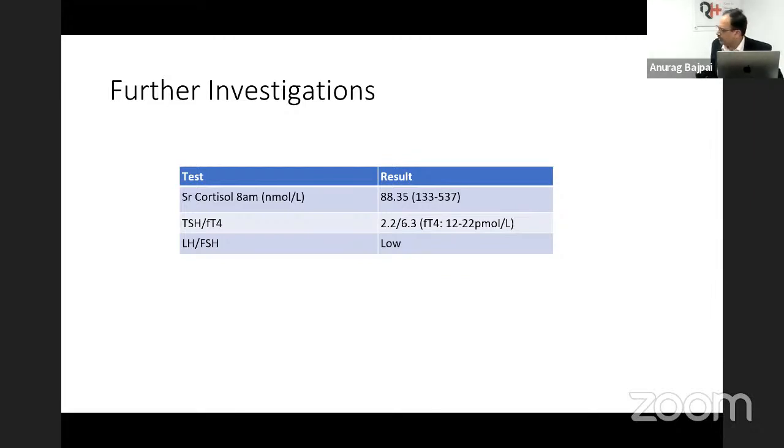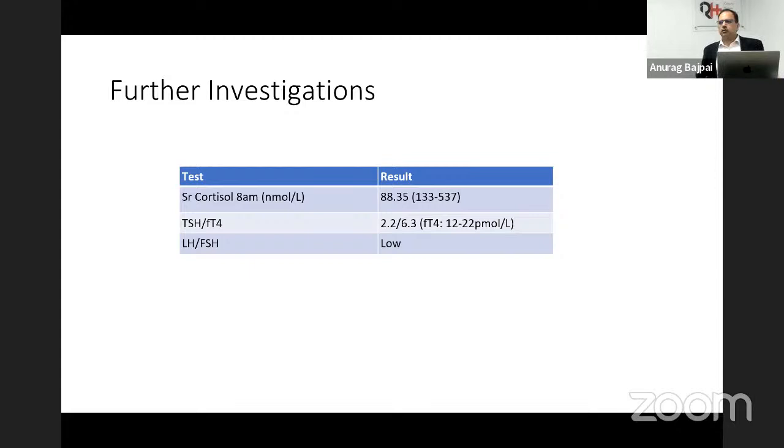Now this 88, Dr. Manoj, what do you think? This 88 is low, but how low is it? Well, the normal level is 130. And in the background of a high ACTH level, how much should it be? Would you find it to be normal?